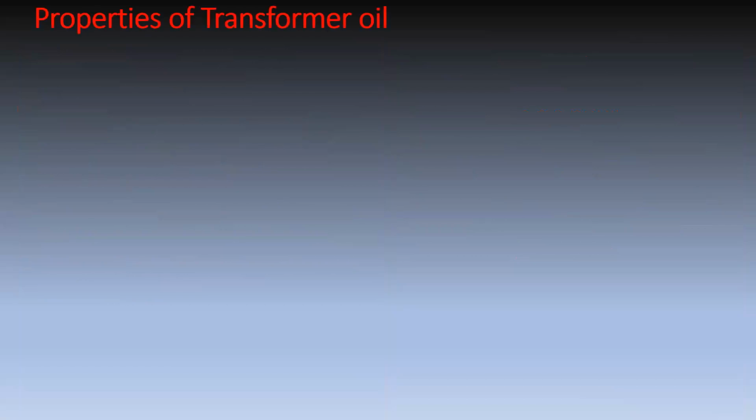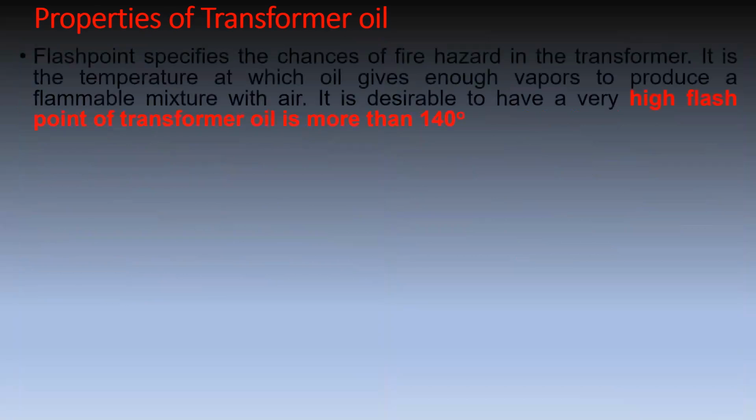Okay, next, properties of transformer oil. Any oil has certain properties. So what are those properties? First is called the flash point. What do you mean by flash point? The chances of fire hazards. After a certain point, there is a chance of fire. It is the temperature at which the oil gives enough vapor to produce a flammable mixture. The flash point of the transformer oil is more than 140 degrees centigrade.